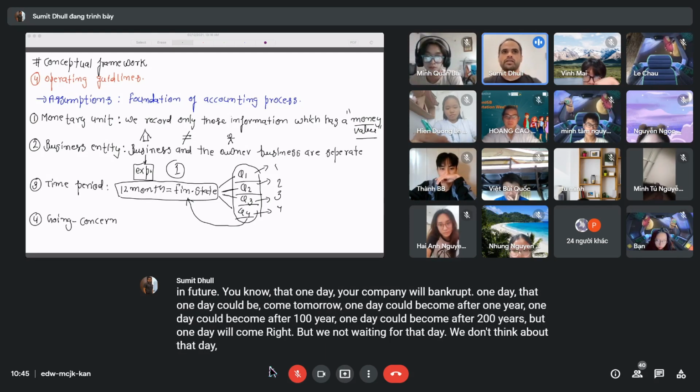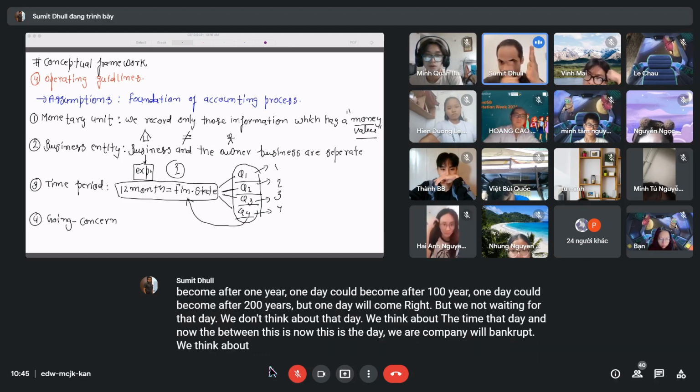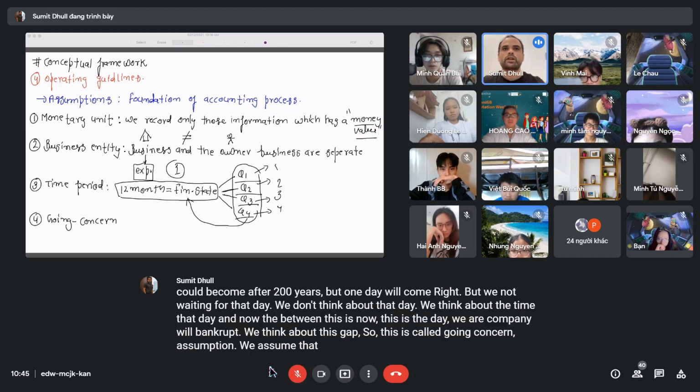We think about the time between now and that day, the gap between now and the day our company will go bankrupt. We think about this gap. So this is called going concern assumption. We assume that our business will be going on.